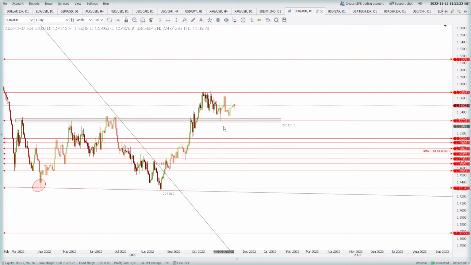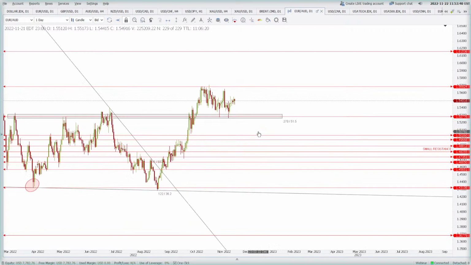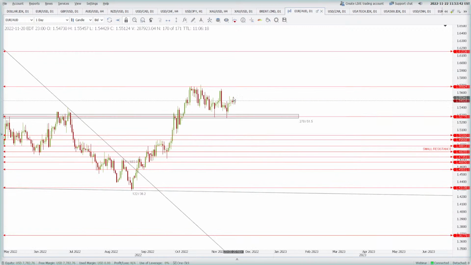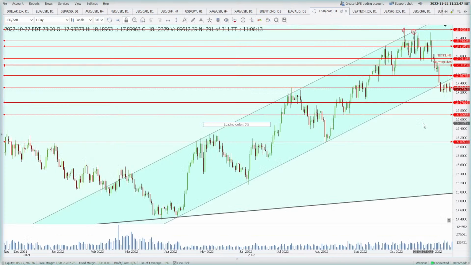So the price is in range, and now this is the range 1.5682, and on the lower side we have 1.527. This is the range. You want to trade it, trade it. If you don't want to trade it, don't trade it. But in the middle of the range, there is no trade, so just stay away from this market.